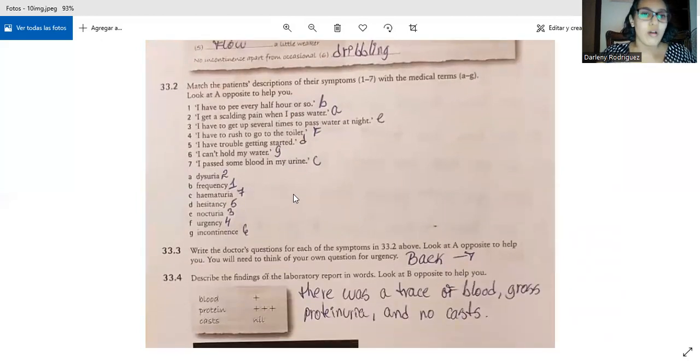Point 2. Match the patients' descriptions to their symptoms. I have to pee every half hour or so. Letter B. I get a scalding pain when I pass water. Letter A. I have to get up several times to pass water at night. Letter E. I have to rush to go to the toilet. Letter F. I have trouble getting started. Letter D. I can't hold my water. Letter G. I passed some blood in my urine. Letter C.